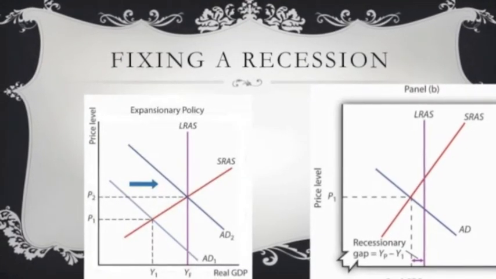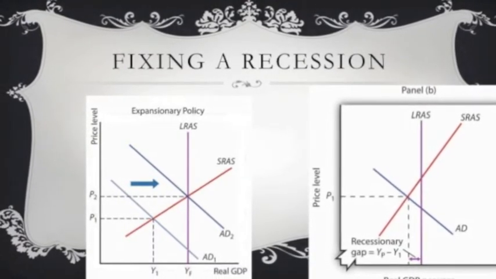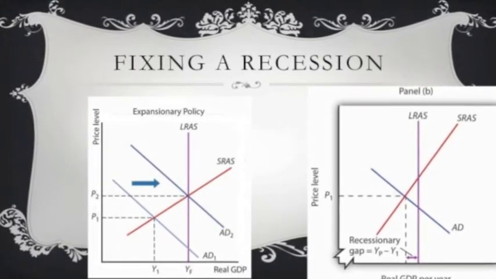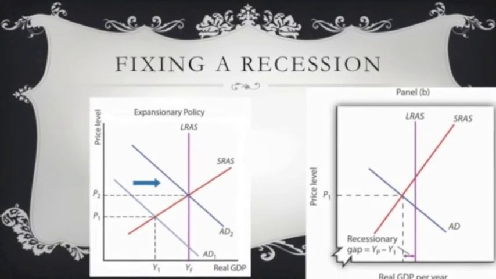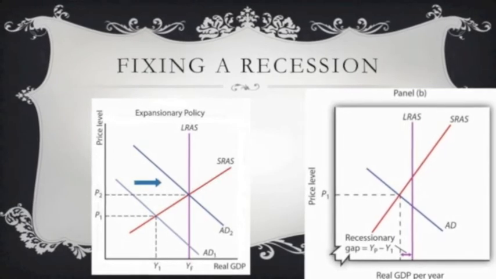fixing recession using a fiscal policy is quite simple. We have to start by choosing either expansionary or contractionary policies. Since it is a recession, we must use an expansion.